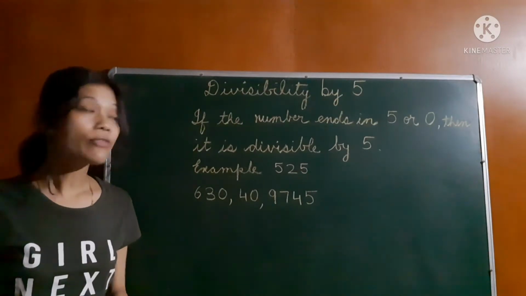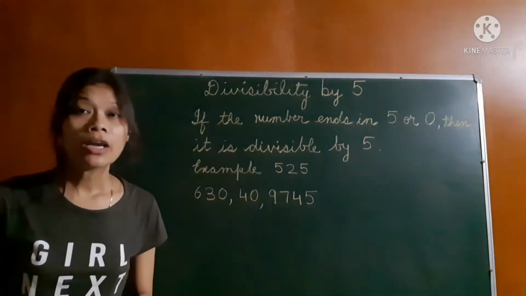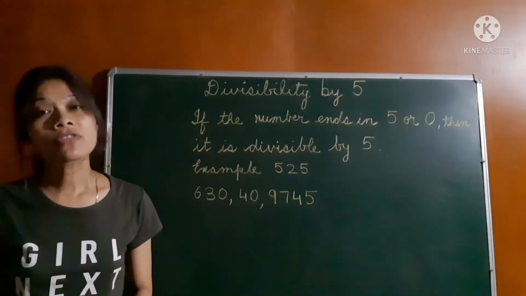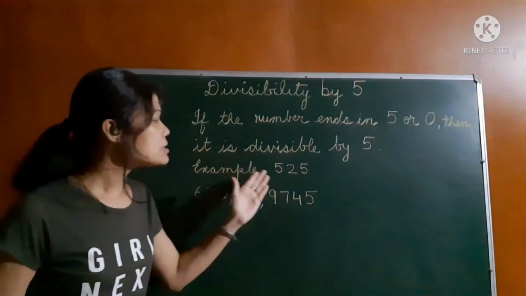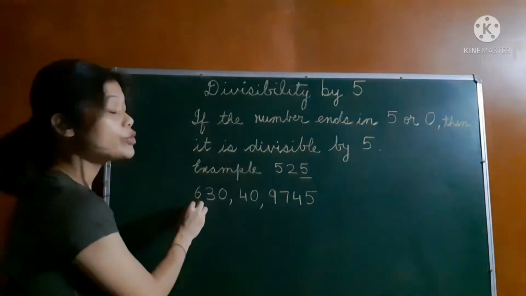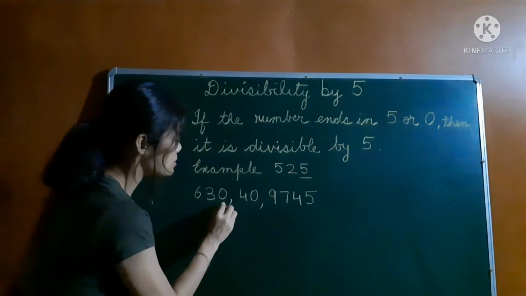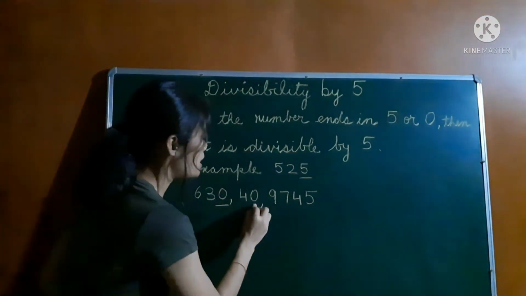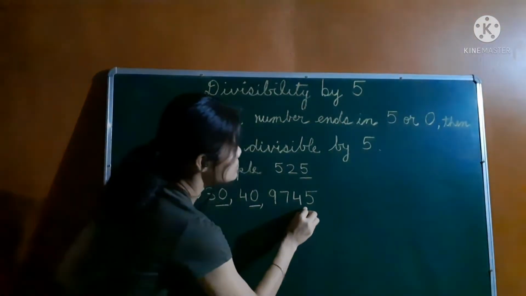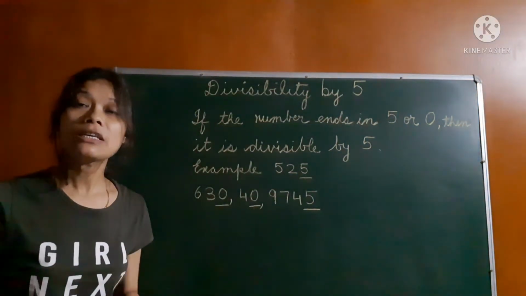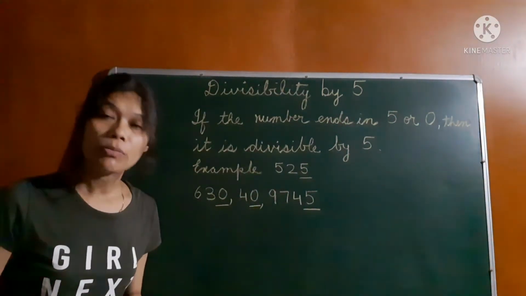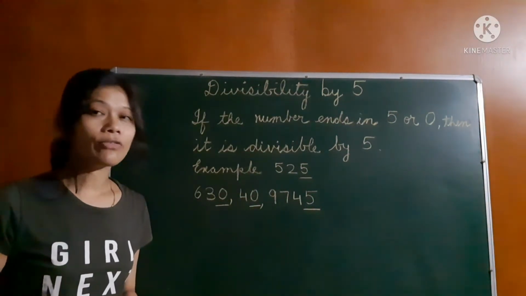Divisibility by 5. If the number ends in 5 or 0, then it is divisible by 5. So we have taken some examples here. Example is 525, which ends in 5. 630 ends in 0. 40 ends in 0. And 9745 ends in 5. So all these numbers either end with 0 or 5. So all these numbers will be divisible by 5.